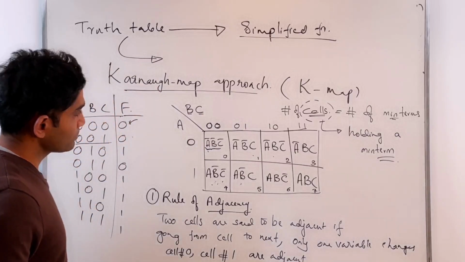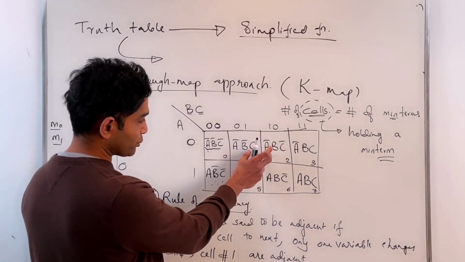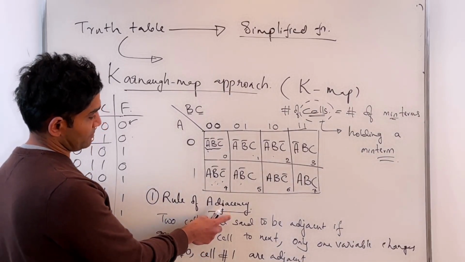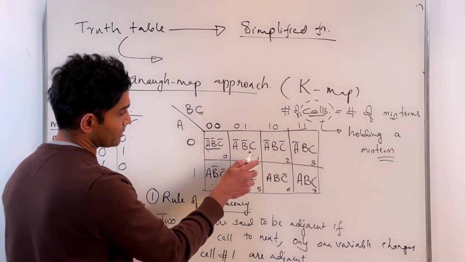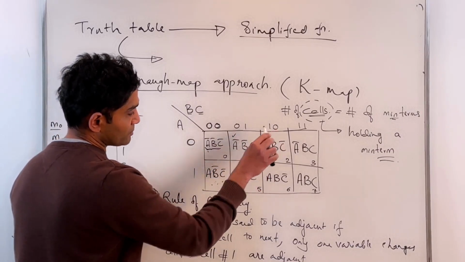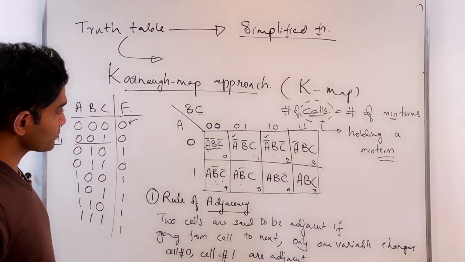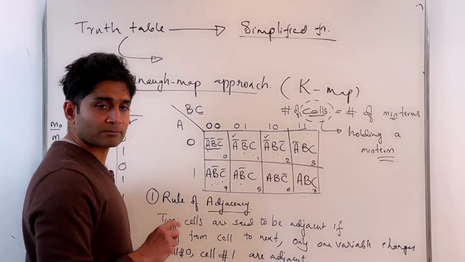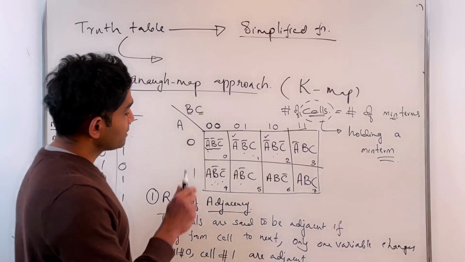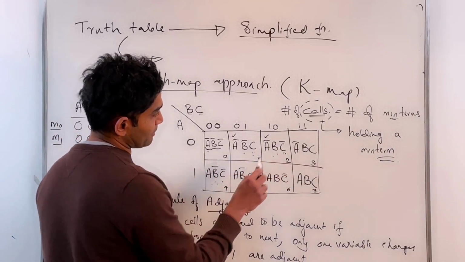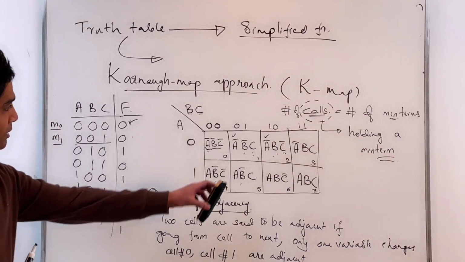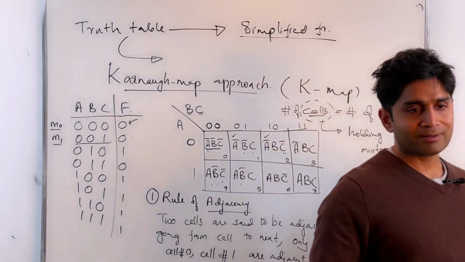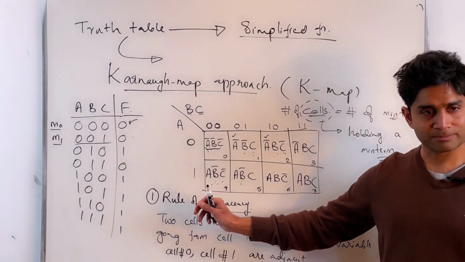Now between 1 and 2, they're not adjacent, right? Even though they're sitting next to each other, they're physically adjacent. But according to this definition, they are not adjacent because when I go from here to here, A prime is fine. That's constant, doesn't change between those two cells. However, B changes from B prime to B. That's one change. C also changes from C to C prime. Two changes. So these two cells, even though they are present next to each other, they are not adjacent according to this rule of adjacency. Okay.